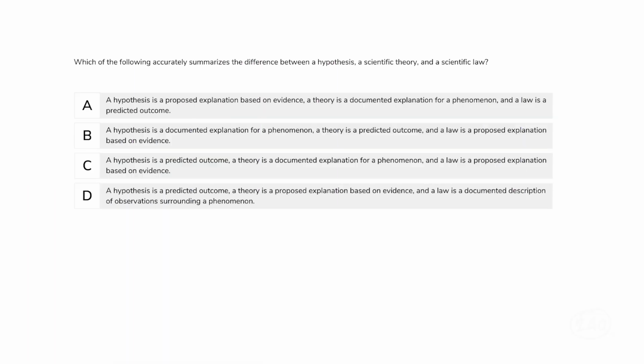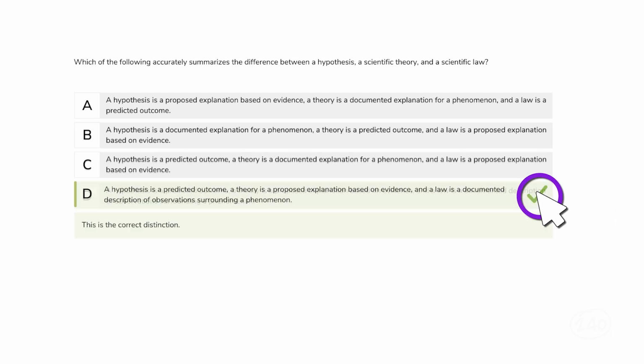Let's check out that concepts and processes section. Which of the following accurately summarizes the difference between a hypothesis, a scientific theory, and a scientific law? The best choice here is D. A hypothesis is a predicted outcome. A theory is a proposed explanation based on evidence. And the law is a documented description of observations surrounding a phenomenon.